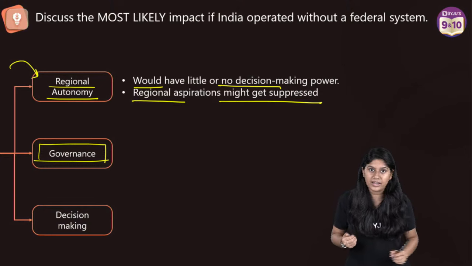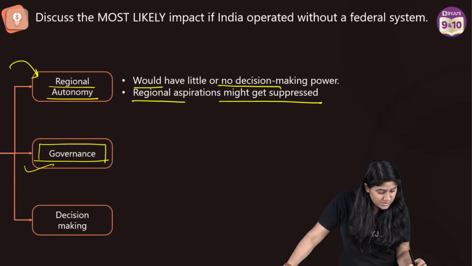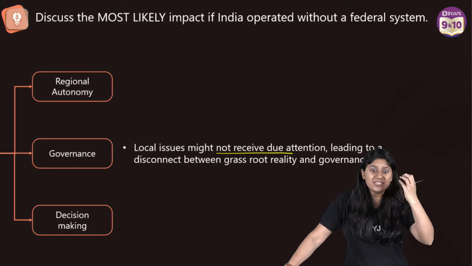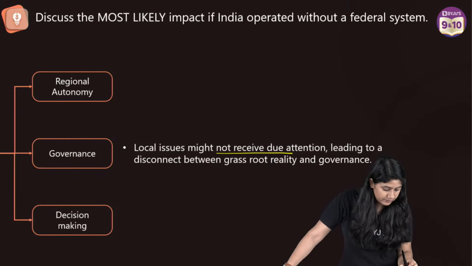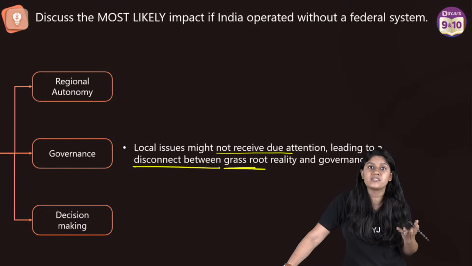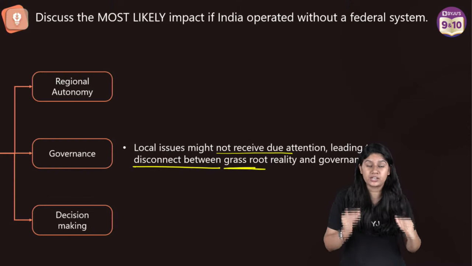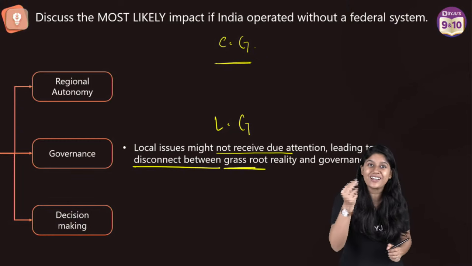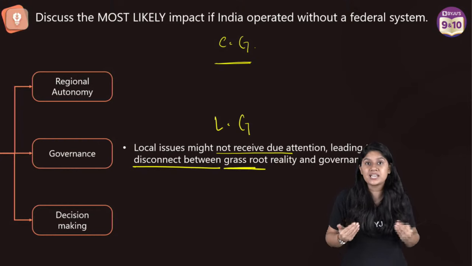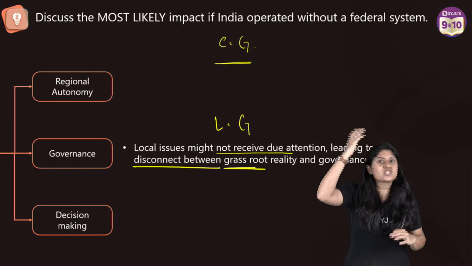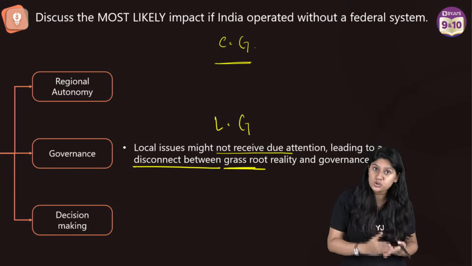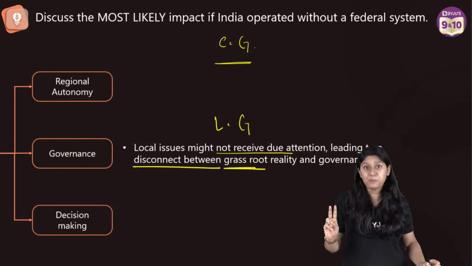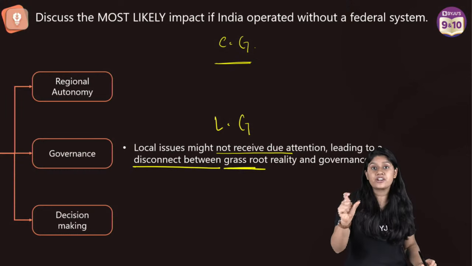Yes, what will happen in the governance if we don't have a federal government or a federal system? The governance will be affected. Local issues might not be reaching the top, right? Local issues might not even get attention. There will be neglect of the minority. There will be a big difference between the grassroots reality and the governance. For example, if there is no power sharing, the central government will not be aware of what is happening in the local government. It is because of the division of power that they are aware, so they send funds and contribute. But if we don't have a federal system, the upper government is not even aware of what is happening in the villages. Hence, their issues and concerns will be completely unheard or ignored. Everyone, are we clear? That's our second point: how the governance will be affected if the federal system is not there.